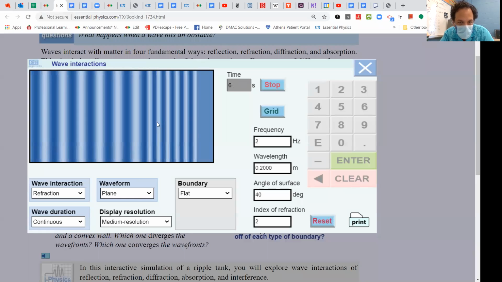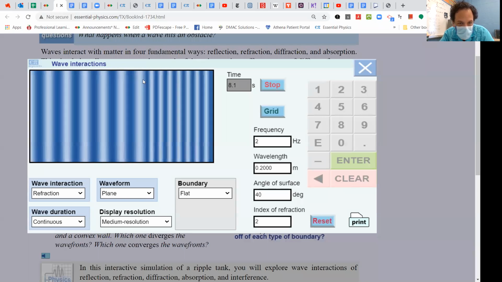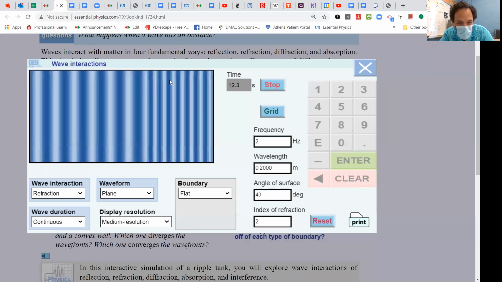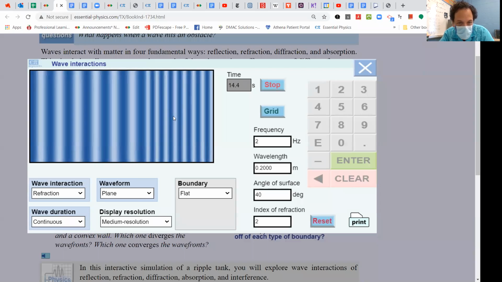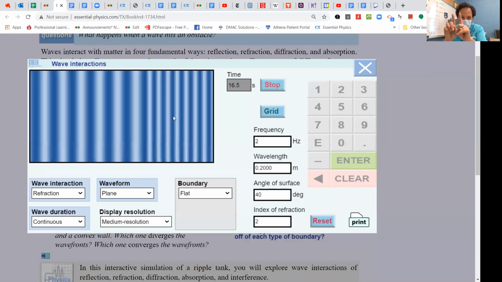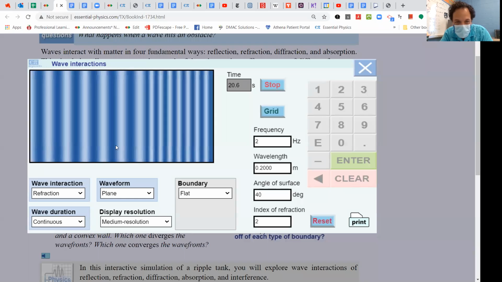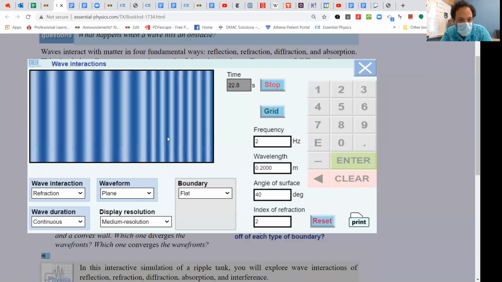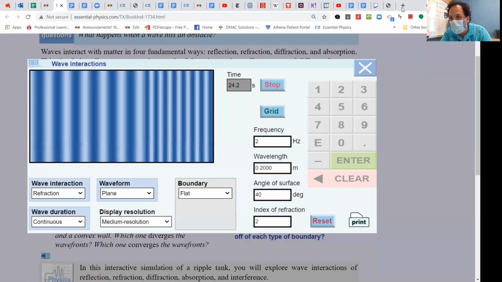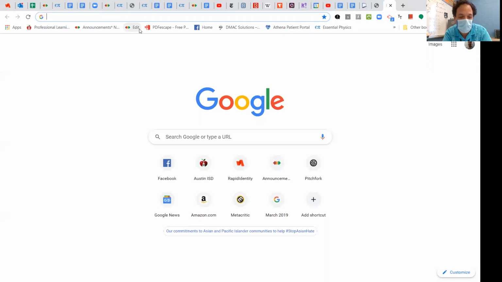Oh, so what's happening? There's some type of boundary here. The waves are coming, and then they go through this boundary, and look, the wavelength got smaller, right? So the wavelength got smaller. You could draw that. So this is refraction. So you should know what refraction is by this point, right? But that's okay.